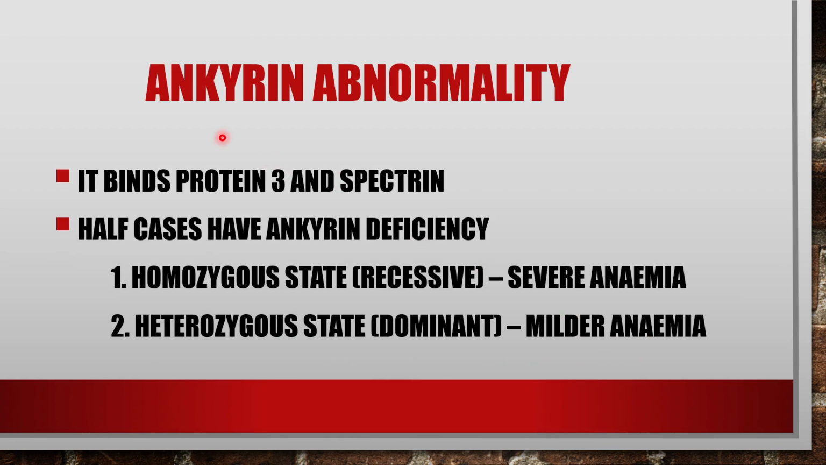And ankyrin abnormality. It binds protein 3 and spectrin together. Half of the cases have ankyrin deficiency. These again are of two types: homozygous state, which is recessive, and heterozygous state, which is dominant. The homozygous state causes severe anemia, whereas the heterozygous state causes milder anemia.